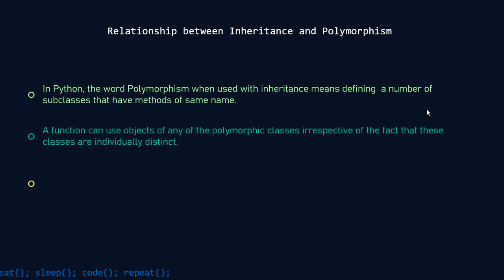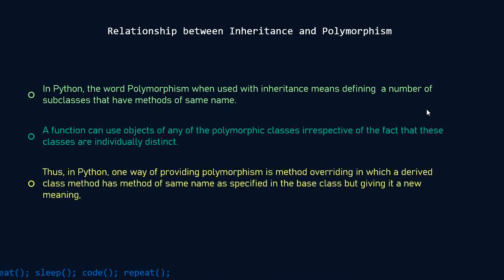So a function can use objects of any of the polymorphic classes, irrespective of the fact that these classes are individually distinct. So these are individually distinct, but we have the same objects. Thus in Python, one way of providing polymorphism is by method overriding, in which a derived class has a method of the same name as specified in the base class, but given a new meaning.